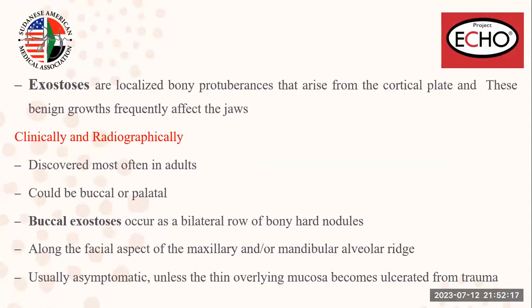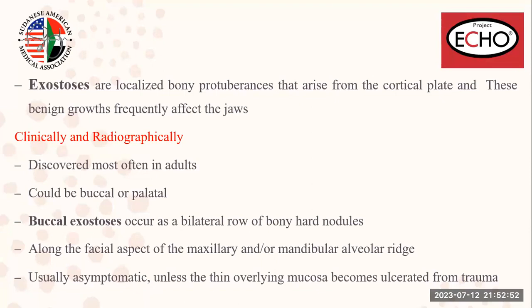We will talk about another problem that is seen in the jaw bones, that is exostosis. These are localized bony protuberances or elevations that arise from the cortical plate of the bone. These are benign growths, frequently affecting the jaws. Clinically and radiographically, we see most of the cases in adults. We don't see them in children. They could be seen buccally or palatally.